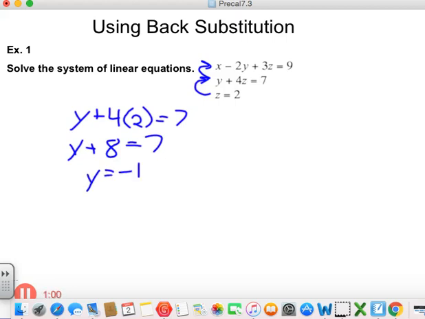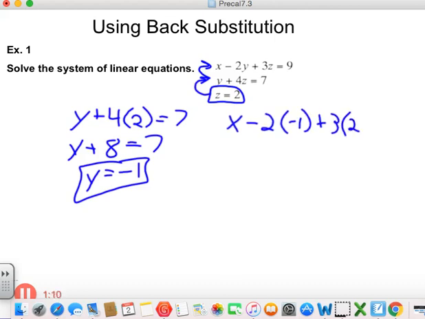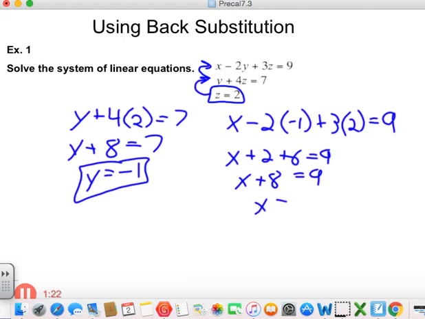Now we know y and we know z, so we can take those and plug them into the original equation, the top equation. x minus 2 times y is -1, plus 3 times z is 2. That should equal 9. So we get x minus 2 and minus 1 is plus 2, and then 3 times 2 is 6. And of course 2 plus 6 is 8. Then we subtract 8 and we get x equals 1. So now we got x, y, and z.